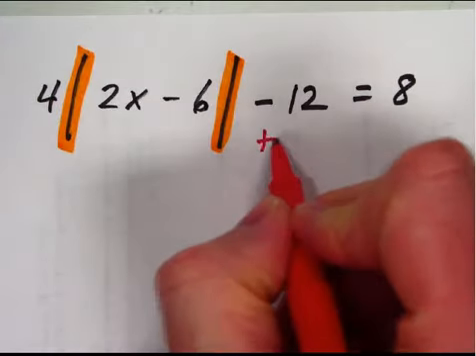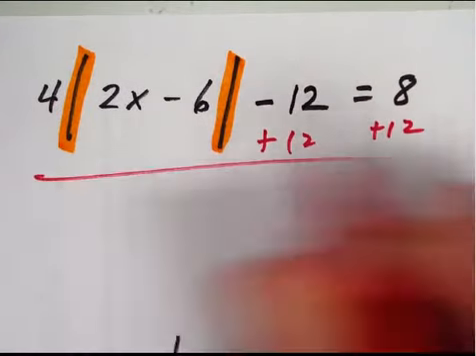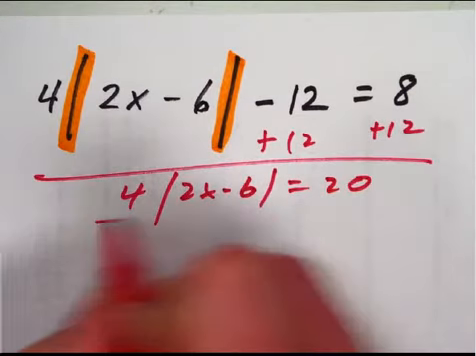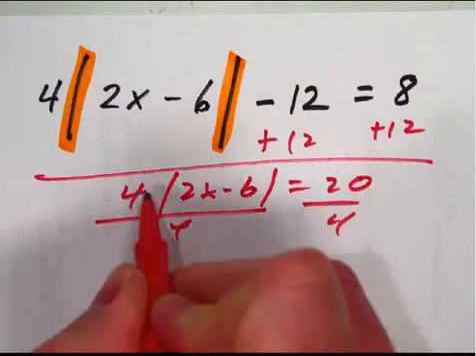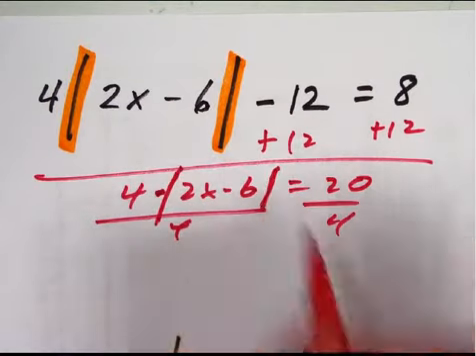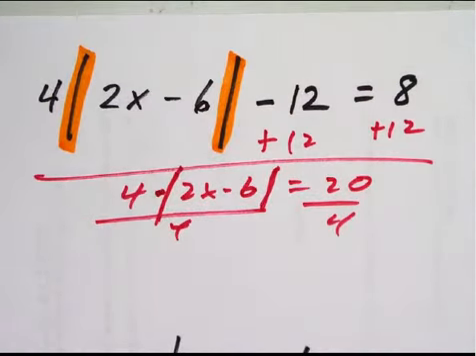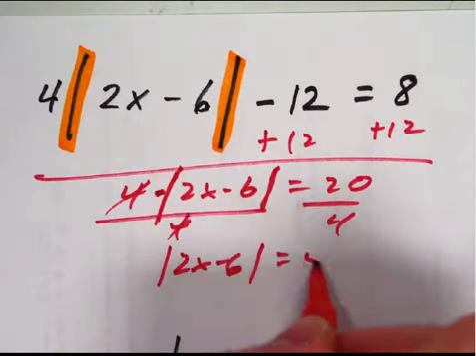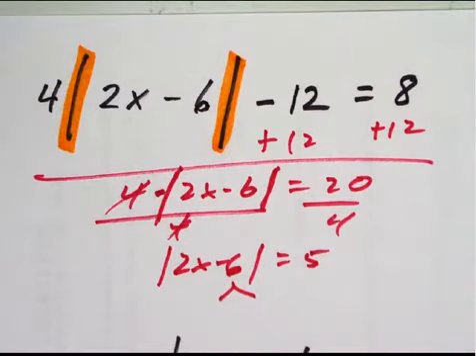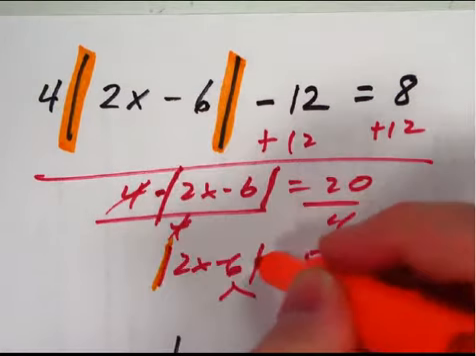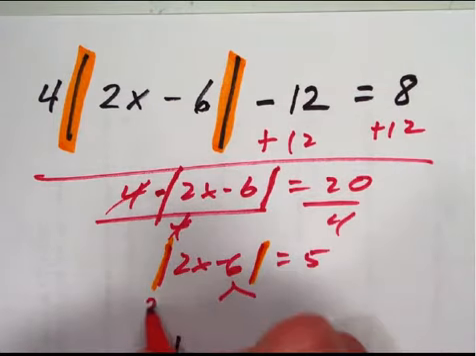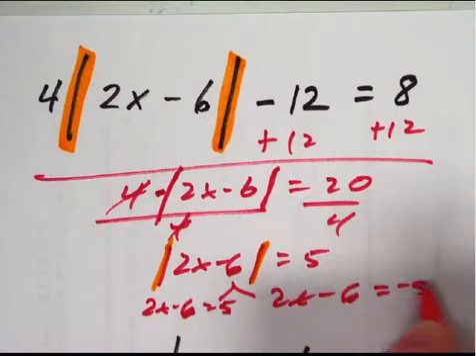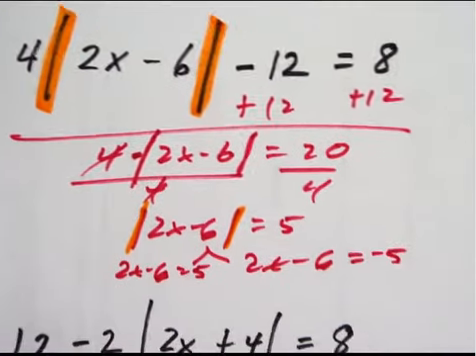So I'm going to add 12 to both sides. Then I've got 4 times the absolute value of 2x minus 6 equals 20. Divide both sides by 4 now to get rid of this 4, because this is 4 times the absolute value bars. The absolute value bars are kind of like parentheses. Those 4's cancel. I've got the absolute value of 2x minus 6 equals 5. Now I can split it into 2, because now I have the absolute value bars all alone, and so 2x minus 6 had to equal 5, or 2x minus 6 had to equal negative 5, and I can solve those two little equations.